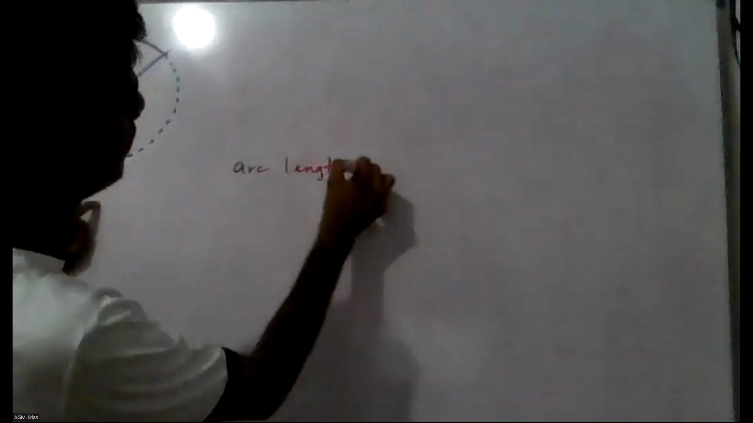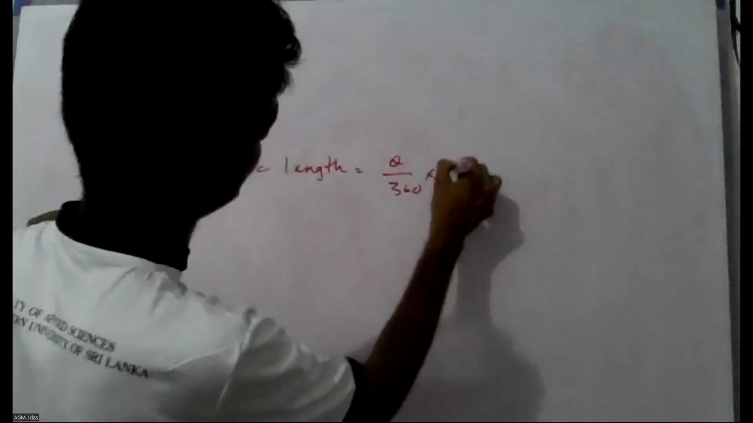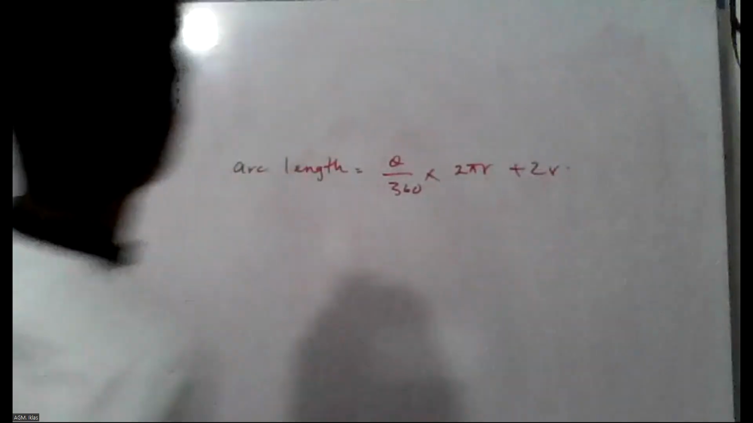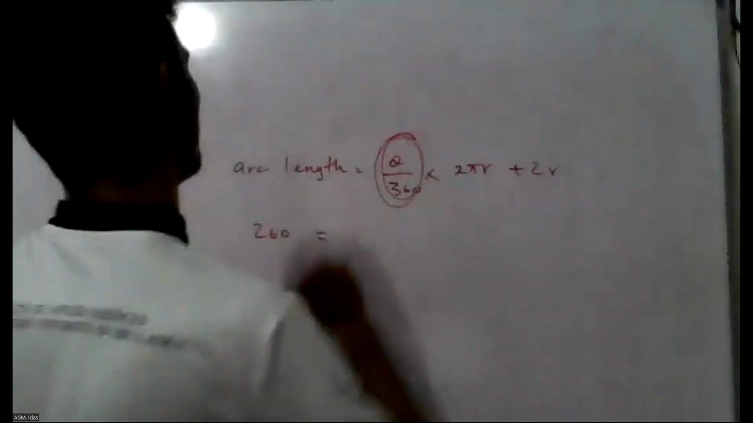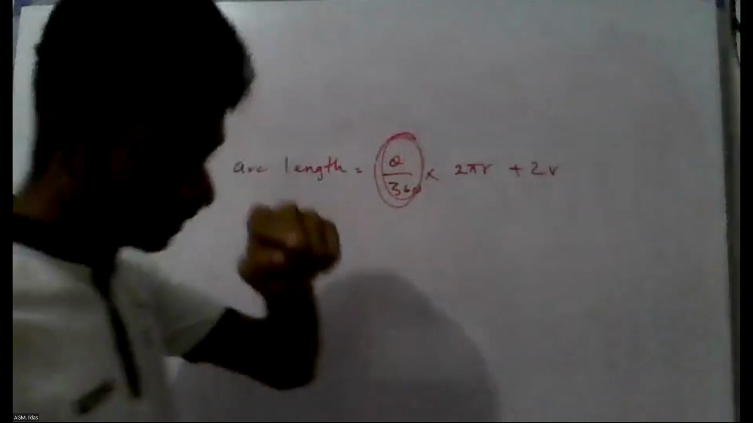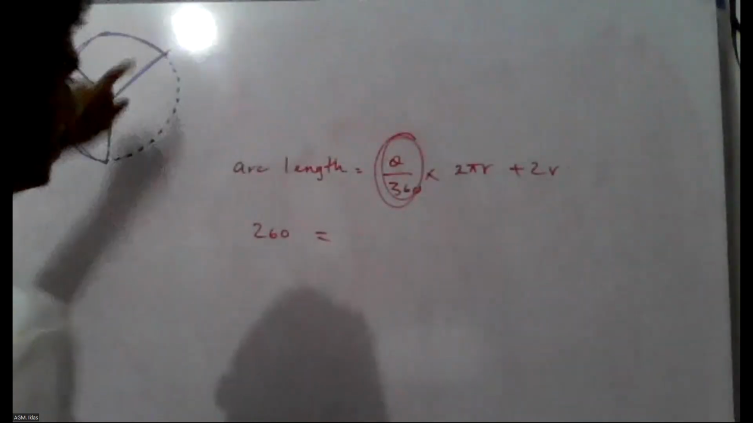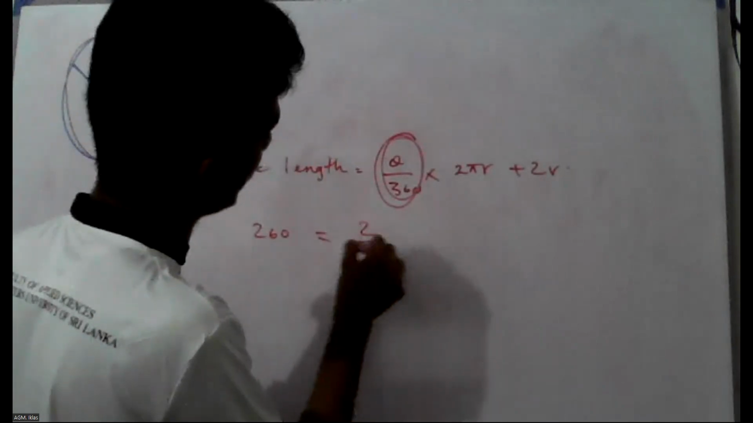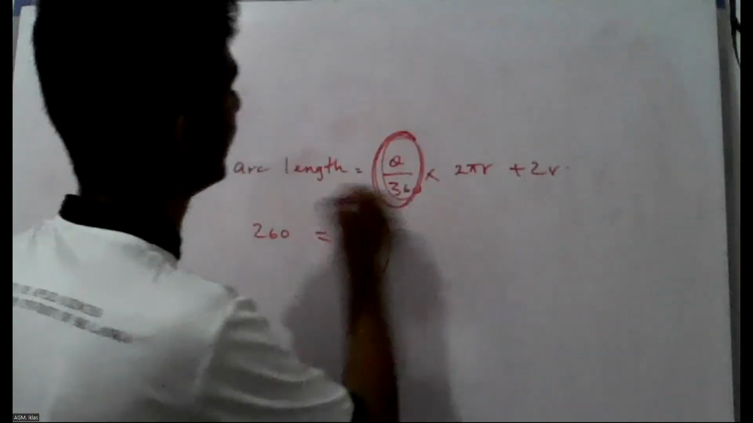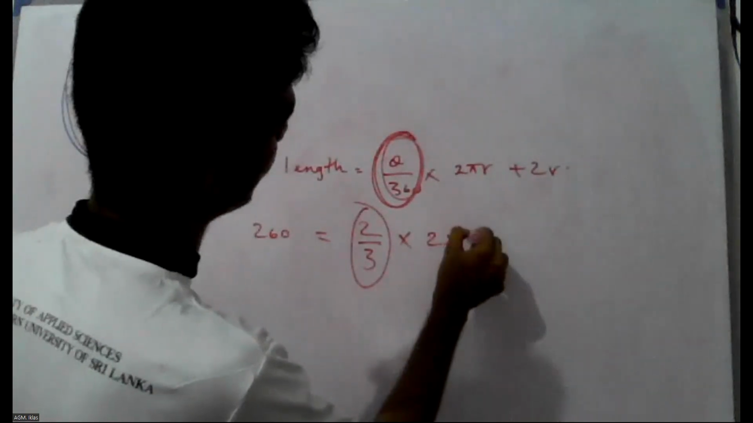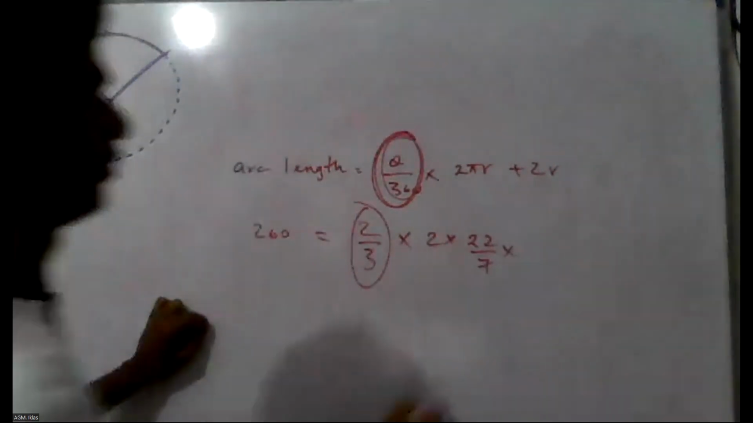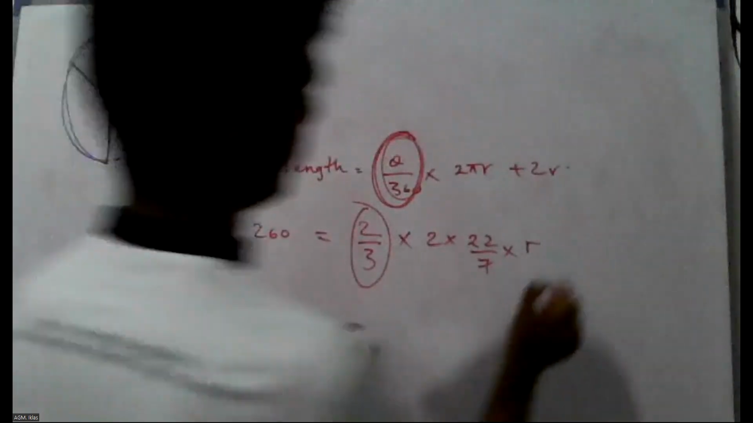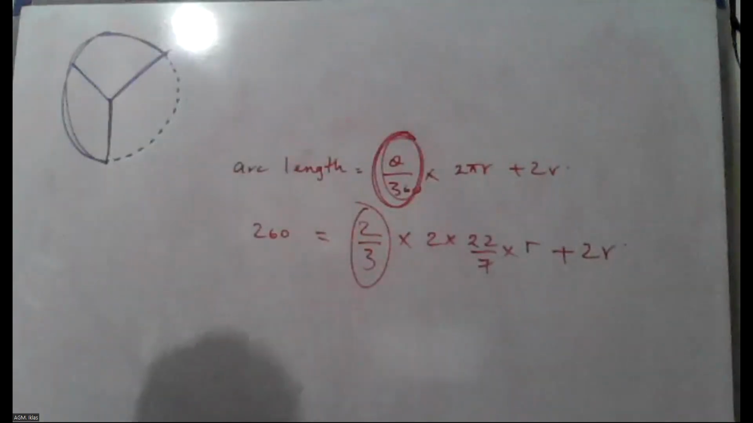So perimeter is equal to theta by 360 into 2 pi r plus 2r. The perimeter is given. What is that? 260. And this fraction is also given without giving the angle. They have directly given the fraction. So what is that? 2 by 3. So instead of theta by 360, I have put 2 by 3 into 2 into 22 by 7 into R. Now we need to find the R. Again plus 2R. So I need to simplify.